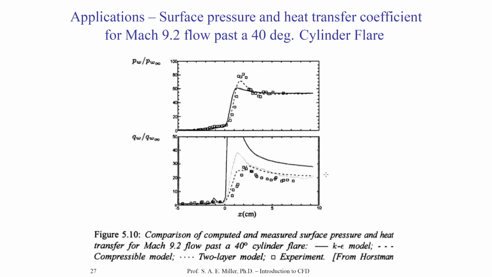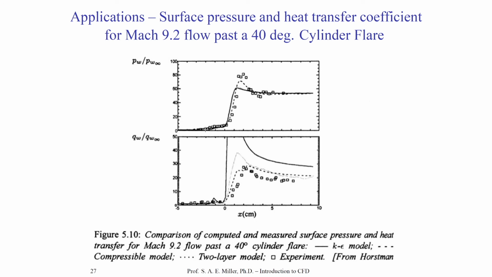Here's another example, which I'll let you look through, for, of course, a Mach 9.4 flow past a 40-degree cylinder flare. Once again, there are experiments comparing pressure and heat transfer rates on the cylinder as a function of distance on the cylinder flare. Dashed lines are, of course, a simple two-layer model, which we discussed previously in the two-equation class, and the solid line, of course, is a k-epsilon model with compressibility corrections.